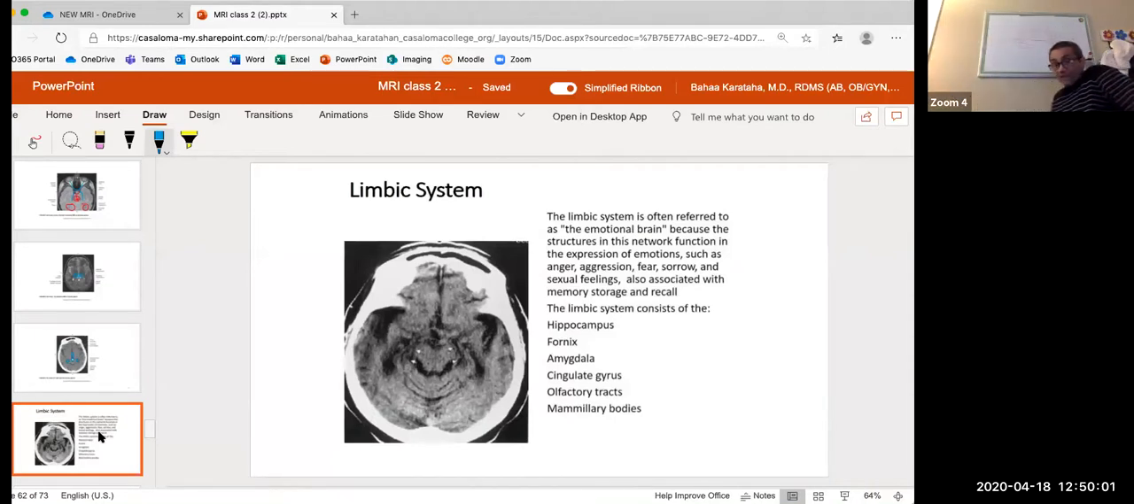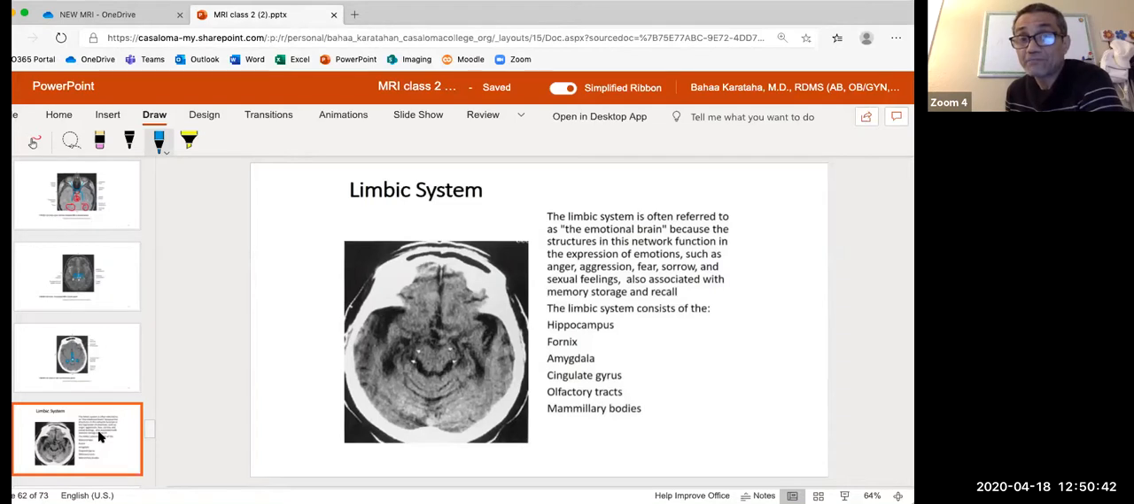Okay, so the limbic system, also known as the emotional brain. Basically, the limbic system is not one special structure. I call it the limbic system or emotional brain. Basically, several different structures within your brain combine functionally. They are going to be responsible for what? Number one, emotion expression. Number two, anger, aggression, fear, sorrow, sexual feeling, memory storage, and memory recall.